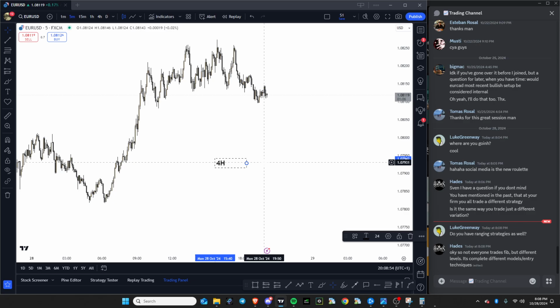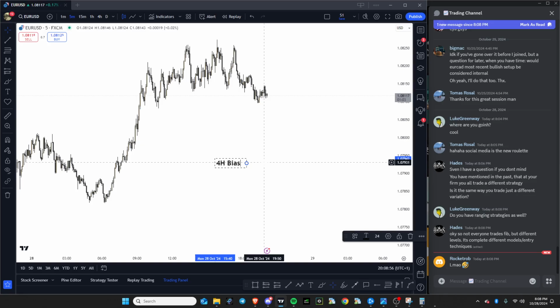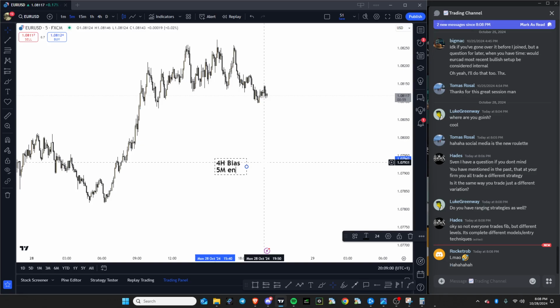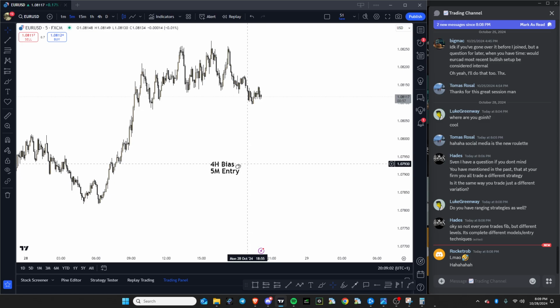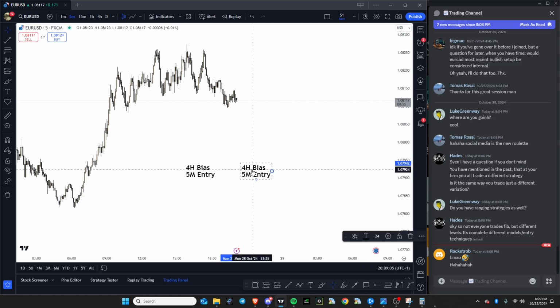This strategy is going to be simply the 4-hour bias with a 5-minute entry, and the rules are going to be the same as the 4-hour strategy essentially. The only rule that we're not going to be looking at is liquidity. So FVG, break of structure. And what else? That's it, really. FVG and break of structure. And then the entry is going to be on the 75.